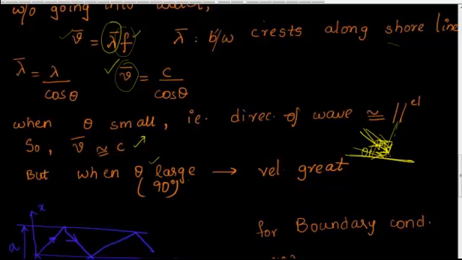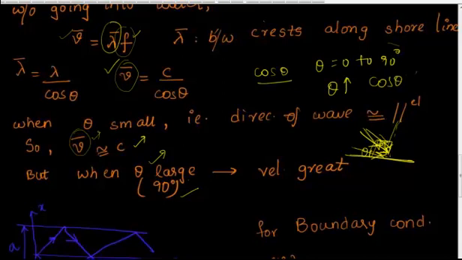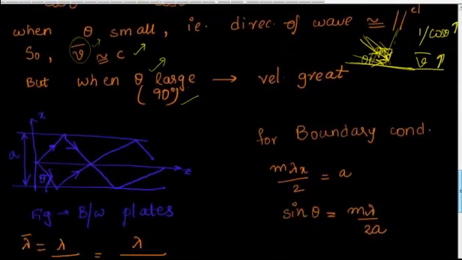But when it is almost 90, that is, your theta is very large, your V bar will also be very large compared to C. Because when you vary theta from 0 to 90, as the angle increases, your cos theta value will decrease. When your cos theta value is decreasing, the 1 by cos theta value will obviously increase, and so V bar will also increase. So this is what we have seen.